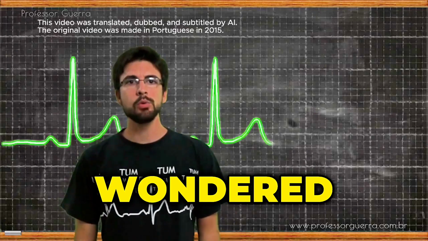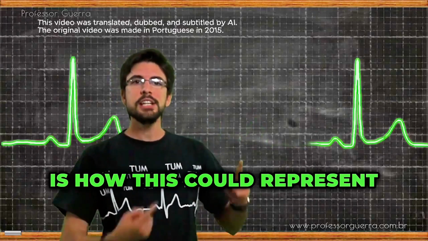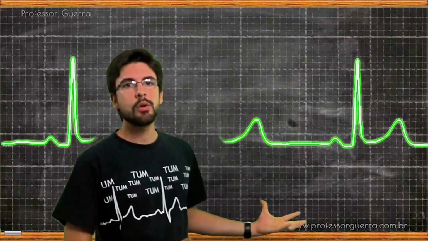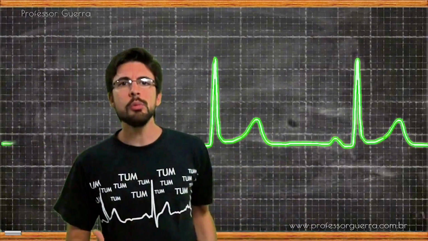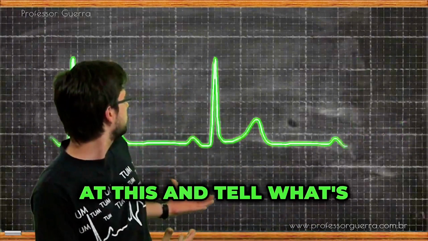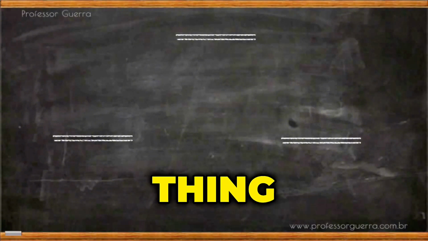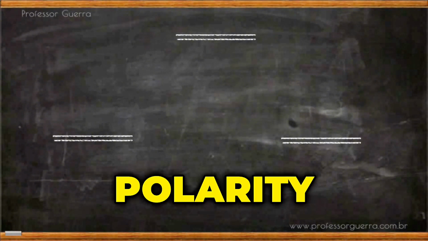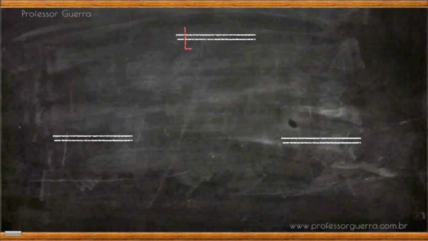One thing I always wondered when I was little is how this could represent what the heart is doing. How can someone look at this and tell what's happening in the heart? First thing you need to remember is about the polarity of the plasma membrane.